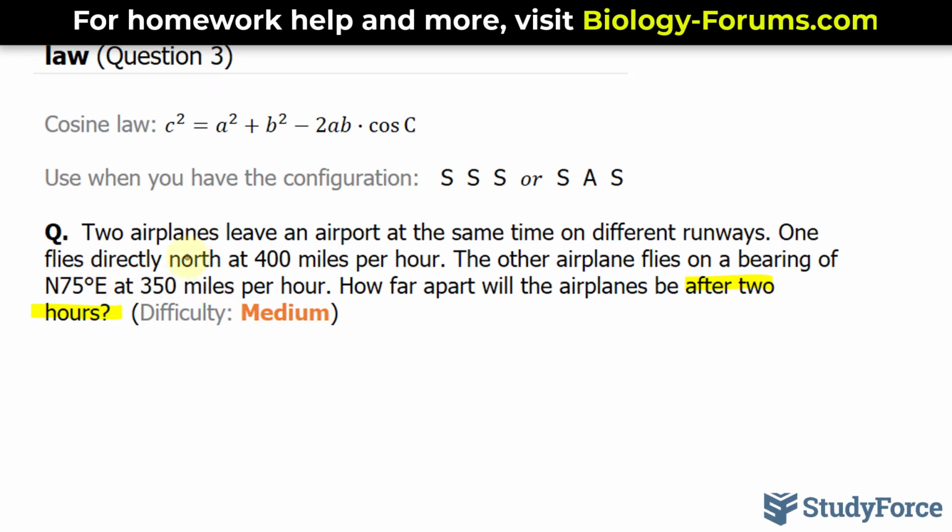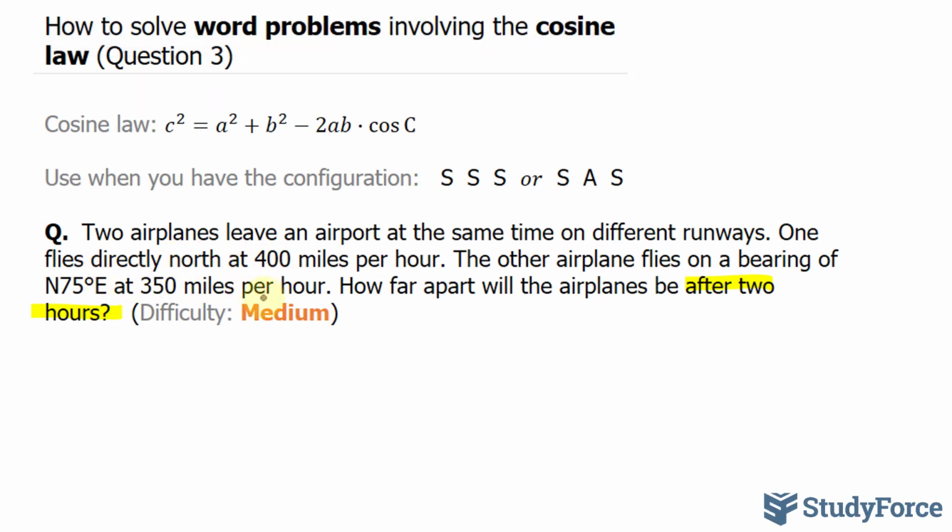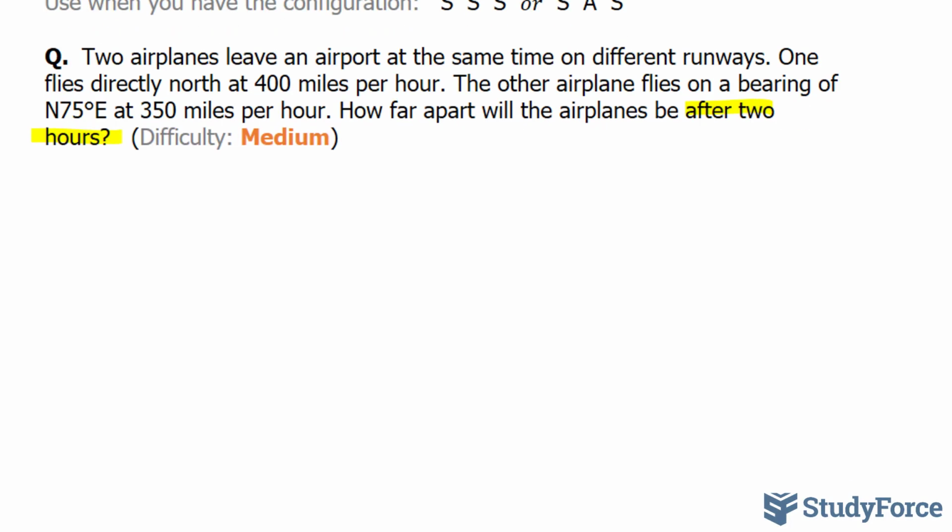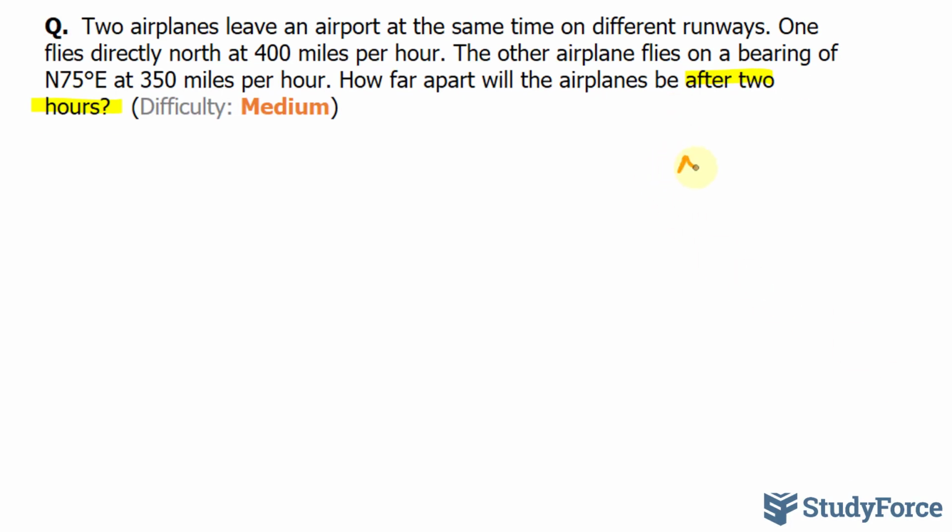Starting with the first airplane, which flies north at 400 miles per hour, that can be represented as a straight line or a vector upwards. And we can say that the magnitude of this vector is 400. The other airplane is flying relative to this one at 75 degrees. 75 degrees is roughly this much. So this is 75 degrees, and we know that this has been flying for 2 hours at a speed of 350 miles per hour.